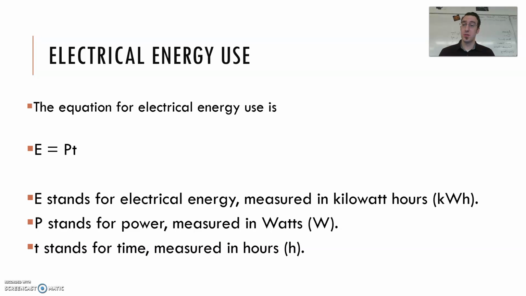Electrical energy use, the equation we're going to use for that is E equals PT, where E stands for electrical energy measured in kilowatt hours. That's a weird unit. P stands for power measured in watts, and time, this time not seconds, it's in hours. This is the only equation in this whole class that time is not in seconds, it's in hours.